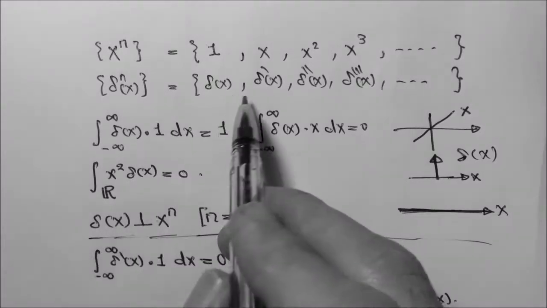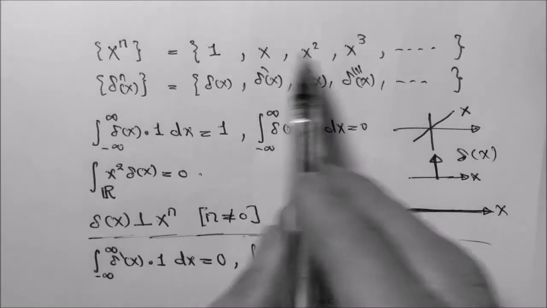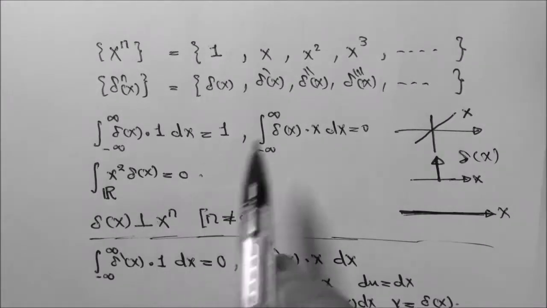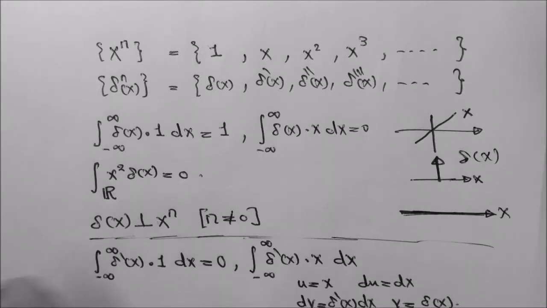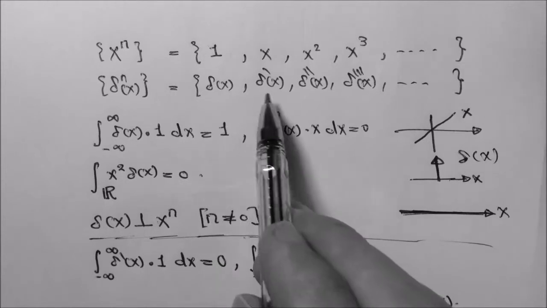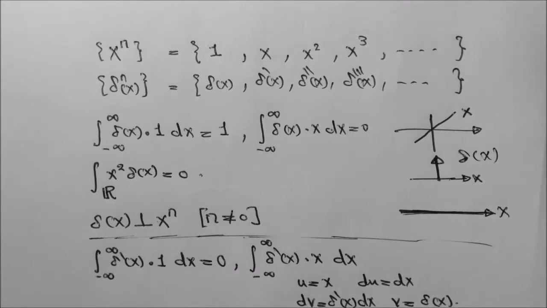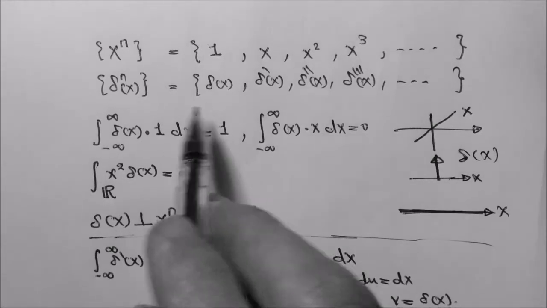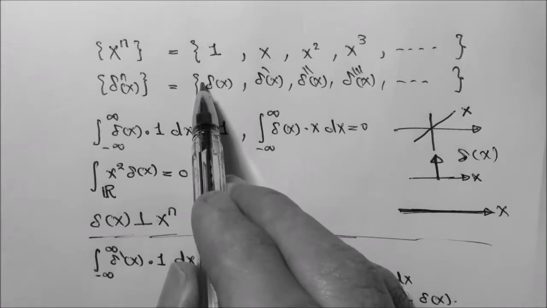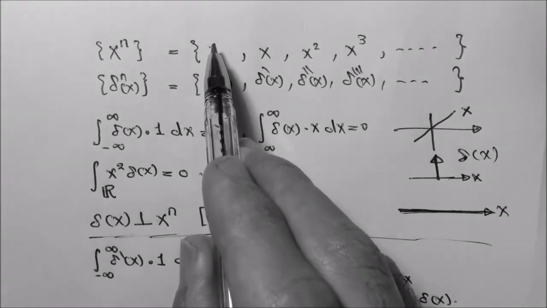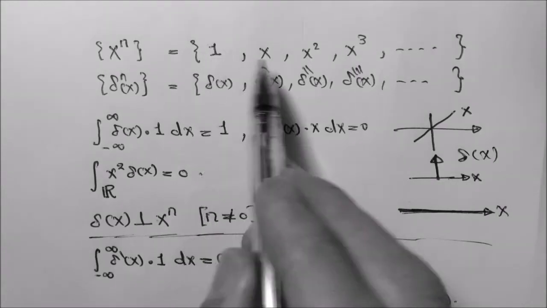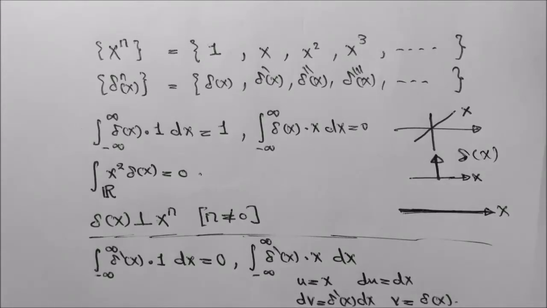So I have to prove now that this set 1, x, x squared, x cubed is biorthogonal with delta of x, delta dash of x, delta double dash of x, delta triple dash of x. And we shall prove this step by step. First of all, let's have delta of x and correlate it with 1, x, x squared, x cubed, and see what's going to happen.